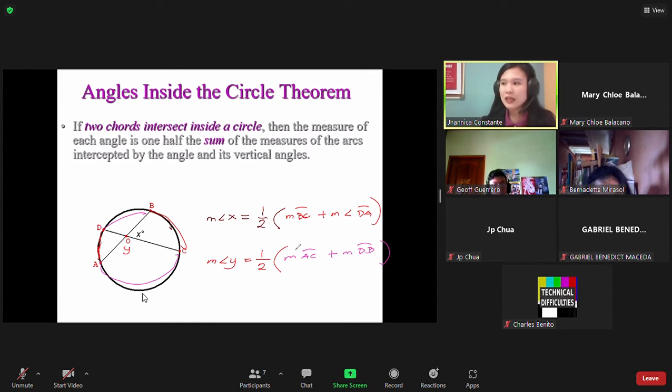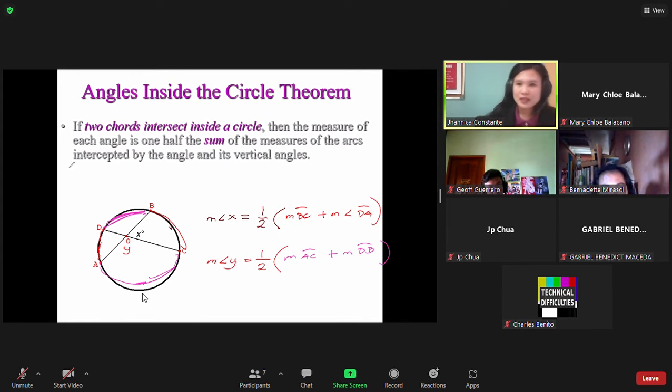As you can see, the intercepted arcs are the vertical arcs that we have in the angle: the arc in front of the angle, and the arc at the back of the angle. That is what you're going to use to find the measurement of the angle. Yung arc na nasa unahan ng angle at yung arc na nasa likod ng angle. That is what you're going to use in finding the measurement of our angle inside of the circle.